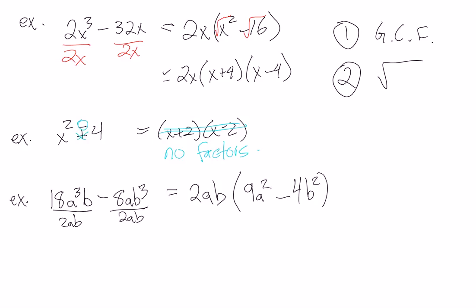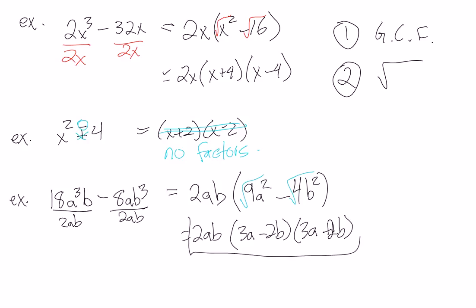So now we can square root both of them. So our final answer is 2ab times 3a minus 2b and 3a plus 2b. So it doesn't matter whether you put the plus or minus first, the order doesn't matter. You just need to remember the common factor and then do the square root factoring second, if possible. Sometimes you'll just get common factoring, sometimes you'll just get square root, sometimes you'll get both. And that's all.